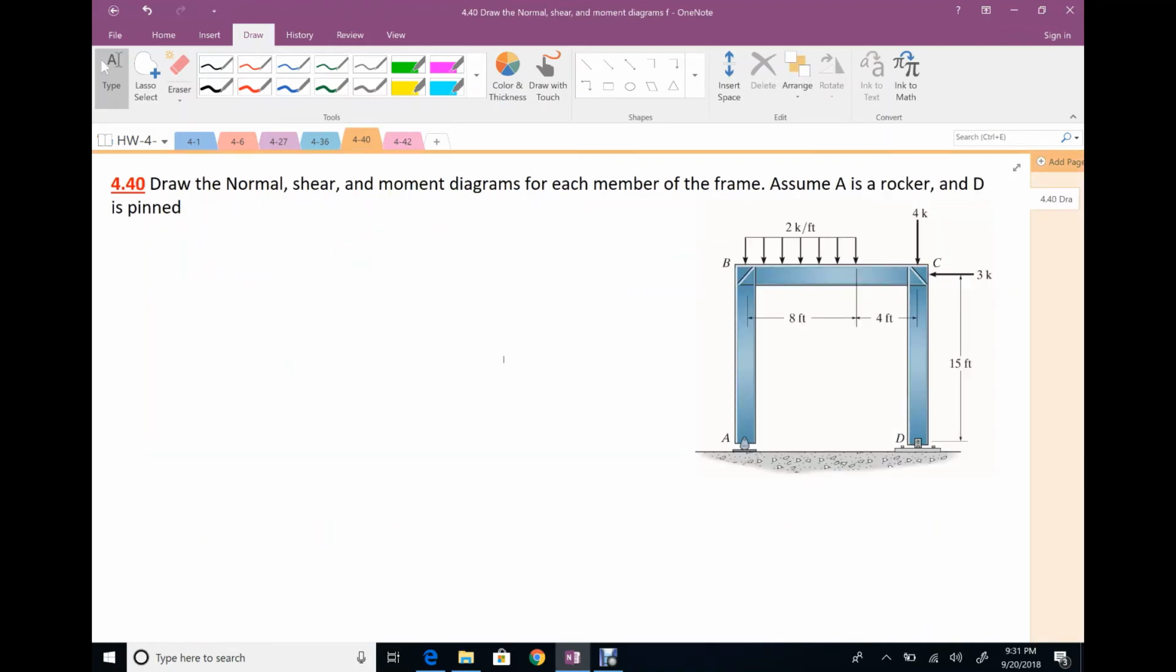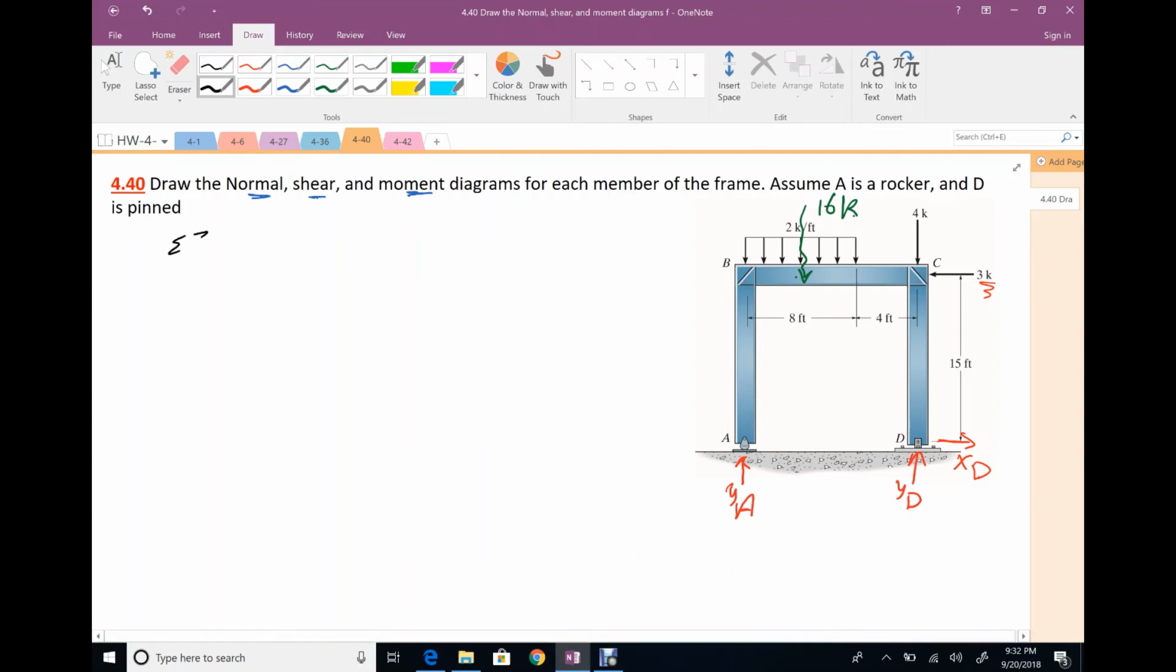For problem 4D, we are going to draw the normal force, shear force, and bending moment diagrams for the shown frame. A is a rocker or roller. D is a hinge or pin. So we have only one reaction at A, YA, and two reactions at D, XD and YD. We have more experience now, so we will assume XD looks like this. The only horizontal force is 3 going to the left, so XD will be to the right. The equivalent force of the distributed load is 2 times 8, 16 kips.